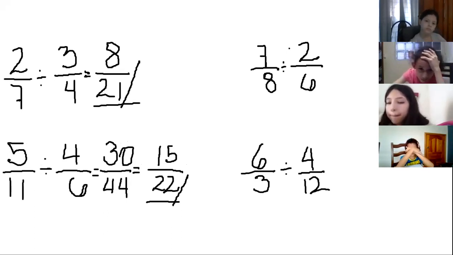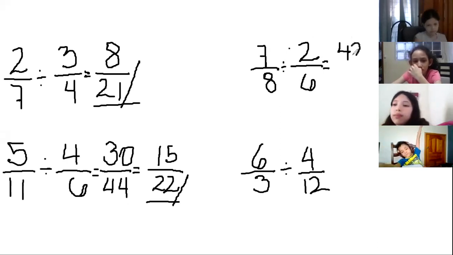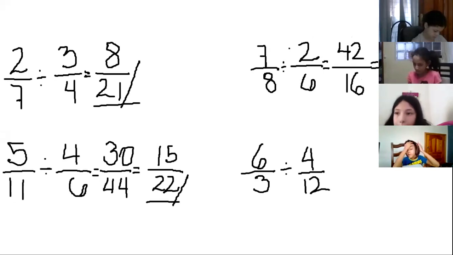Let's continue with the other one. 7 over 8 divided by 2 over 6. Make the operation, cross multiplication. 7 times 6 is equal to 42, over 8 times 2, equal to 16. Can I simplify? Yes, of course. And this is equal to 21 over 8. Let's see the next one and the last one because we're going to work on the book.